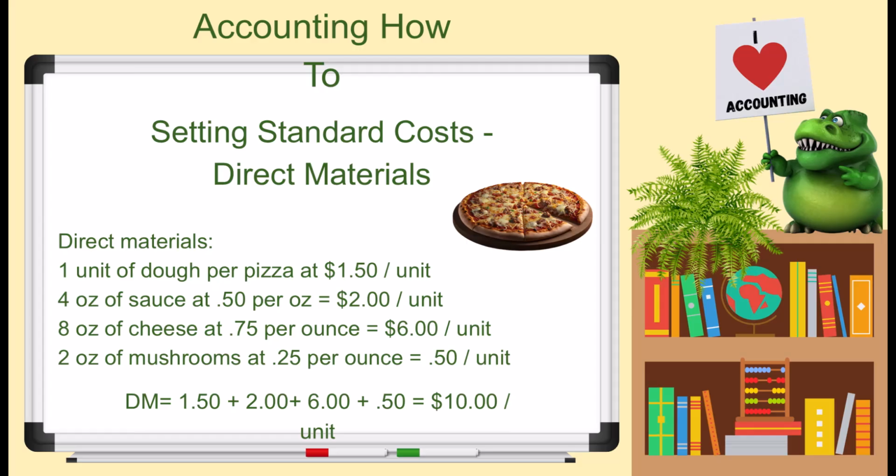So our direct materials, we're going to total all of those up, and it's going to give us $10 per unit. So every time we make a pizza, we're going to spend $10 on our ingredients.